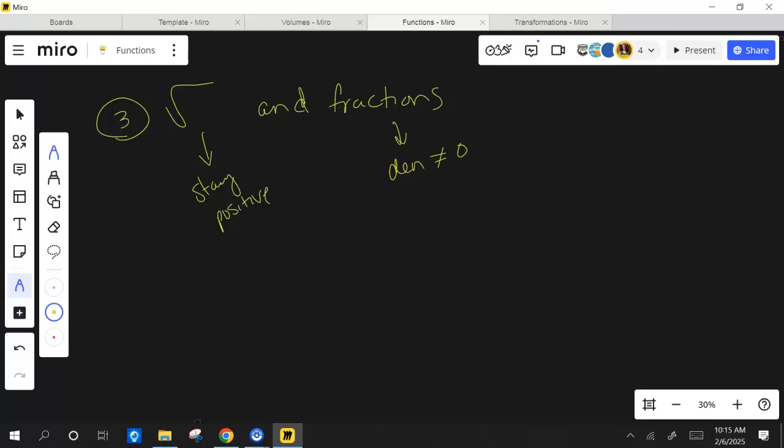So let's do a couple combined, and then we'll be ready to combine our domains over here on what we're doing today.